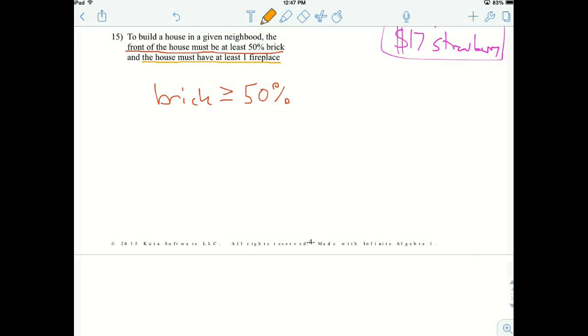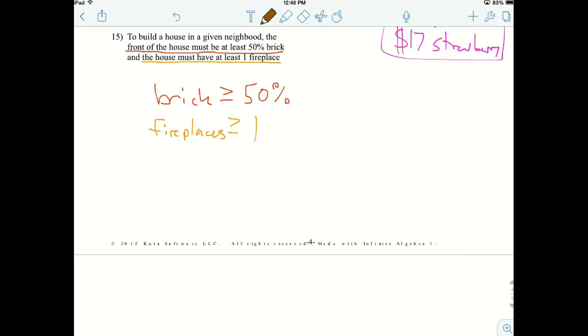In our second statement it says the house must have at least one fireplace. So fireplaces have at least, again, larger than or the same as 1. So brick is at least 50%, fireplaces is at least 1. And in some situations you'll need to graph something like this.